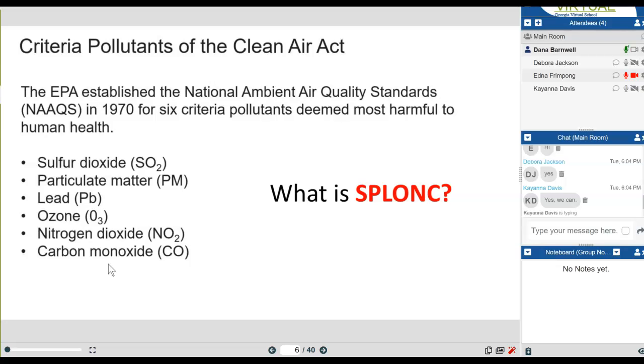Okay, I see Abby responding. What's the one? Yeah, CO2. It's CO2. CO2 is not covered in the Clean Air Act. It's not one of the 6 criteria pollutants.